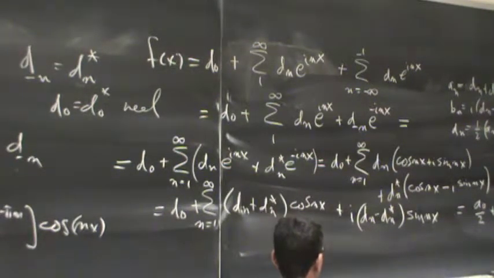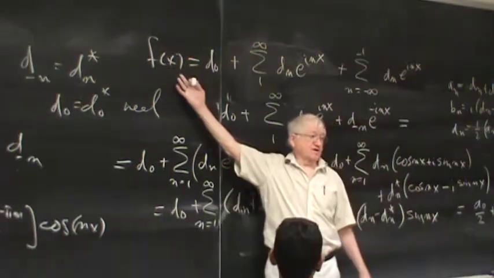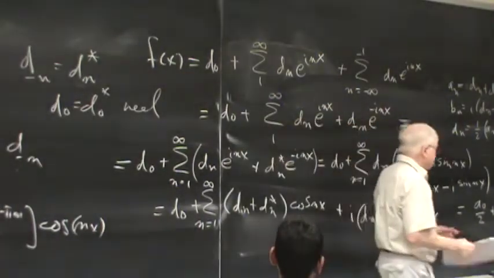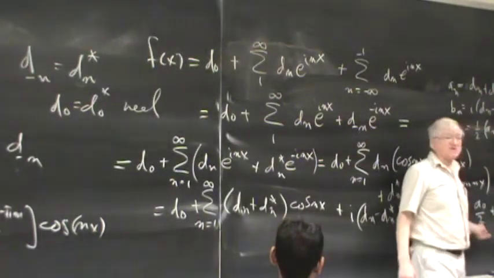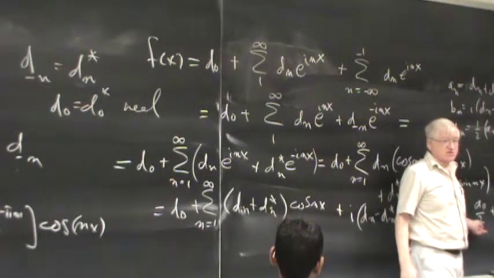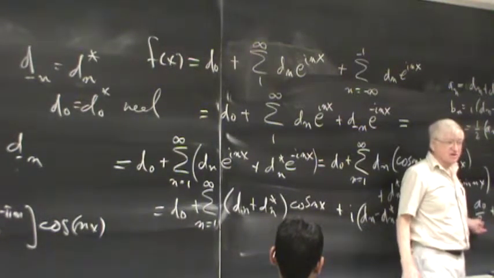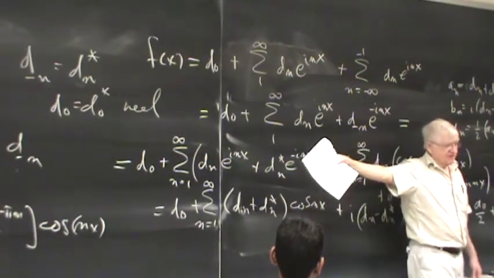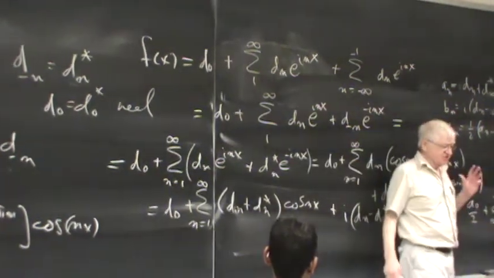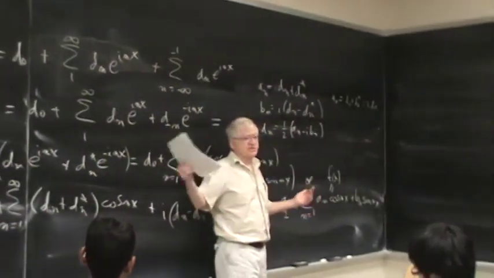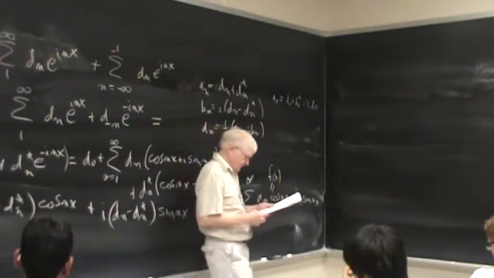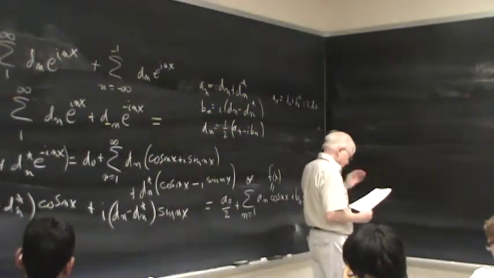On the other hand, we started here with a function that was real. We started with the real function and derived this series. This series only works for real functions; we derived it for real functions. So if your function is complex, do the complex representation. If your function is real, you have a choice. You can do complex or real.